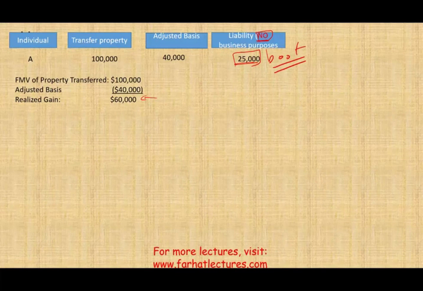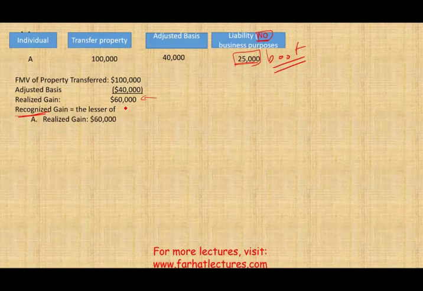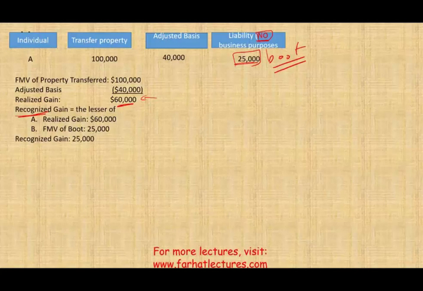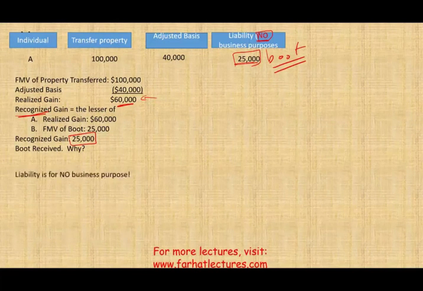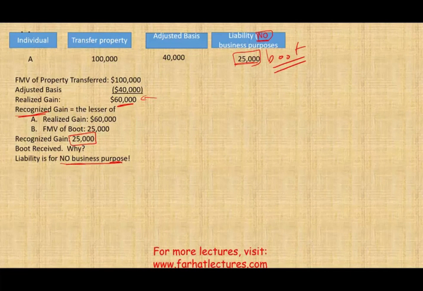Now, what's the recognized gain? The recognized gain is the lesser of the realized gain, $60,000, or the boot received. The boot received is $25,000. Which is the lower of these two? $25,000. So we have a recognized gain of $25,000. Once again, why is this recognized gain? In the previous example, it wasn't. It's because the $25,000 is for no business purpose. We took it out and it was for personal use. So that's the recognized gain.